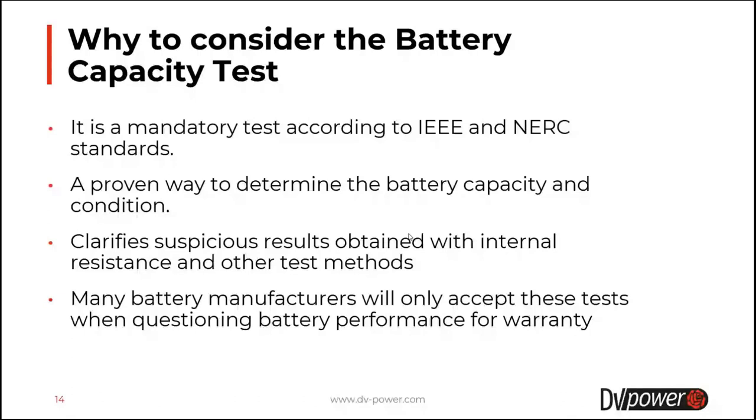All other tests are just indicative tests, and their results cannot be used in a decision whether to remove and change the battery or not. Only results from a capacity test can be used in that case. A capacity test clarifies suspicious results obtained by internal resistance measurement and other test methods.